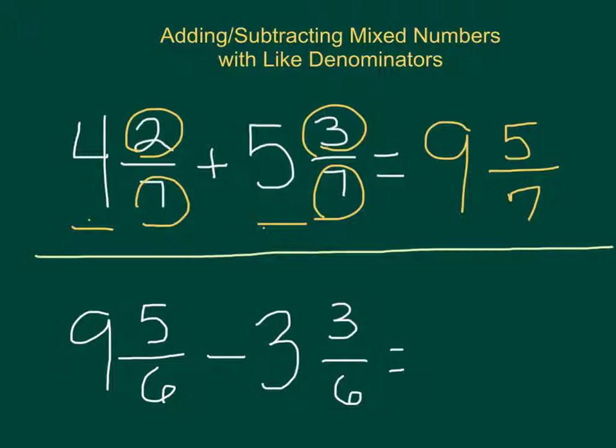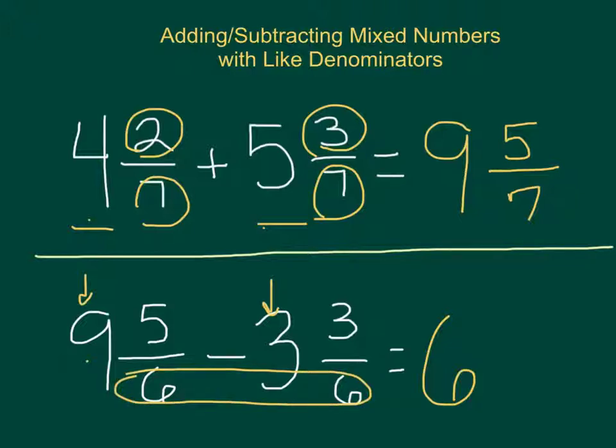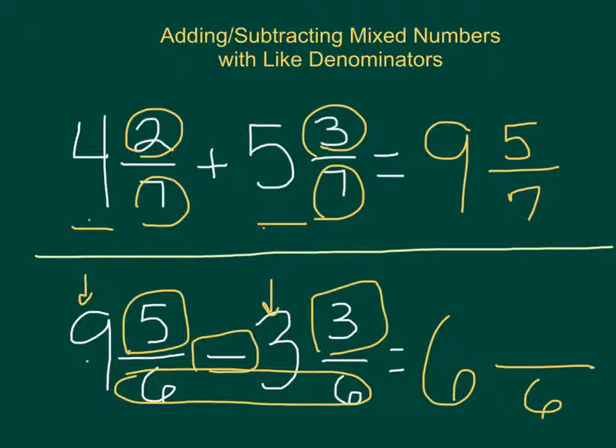So then let's move on to a subtraction problem. Very similar, just a different operation. Again, we're going to start with our whole numbers. 9 minus 3 equals 6. Then, again, look at your denominators. They are the same, so we're going to bring that right over into our answer. And then I have a 5, and I'm subtracting a 3, and that's going to leave me with 2.